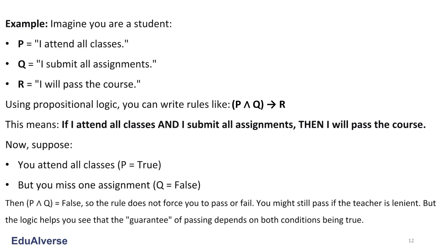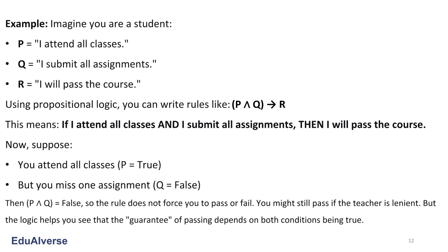Example. Student rules. Let us bring these together with the student example. Let P be, I attend all classes. Q be, I submit all assignments. R be, I will pass the course. Using propositional logic, we can write a rule, (P ∧ Q) → R, that reads, if I attend all classes and I submit all assignments, then I will pass the course.